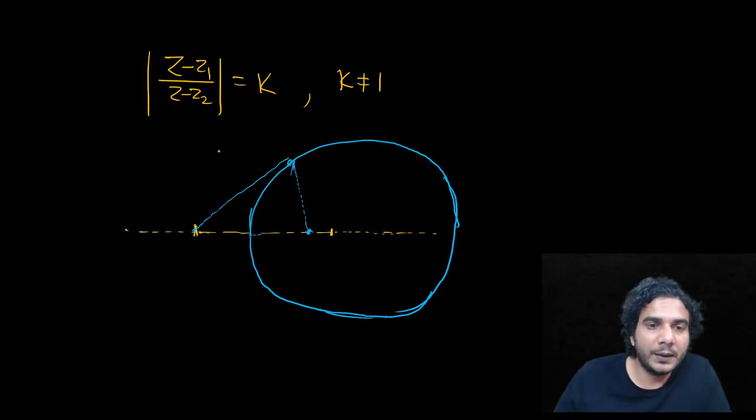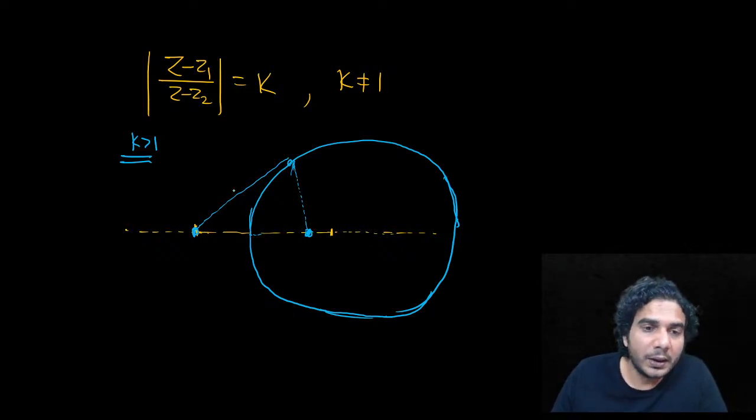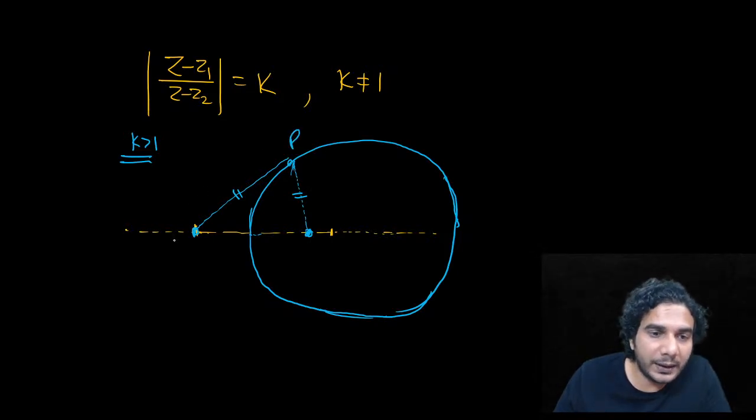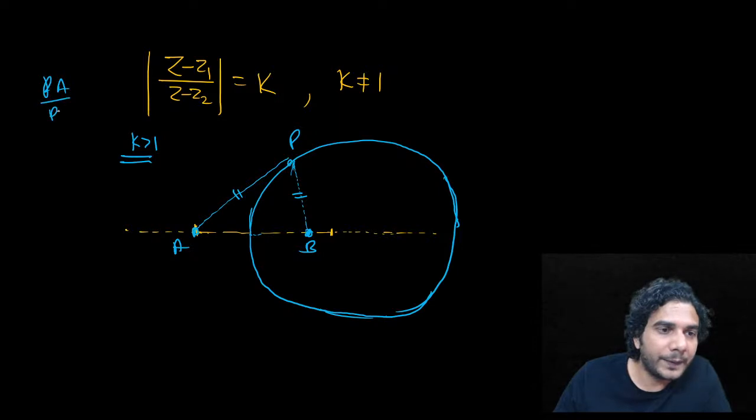So if I take k more than 1, then see which point, out of these two points, one is z1 and the other is z2. So this ratio is k, the ratio of PA upon PB. PA upon PB is k. So you need to see whether B is z1 or z2.